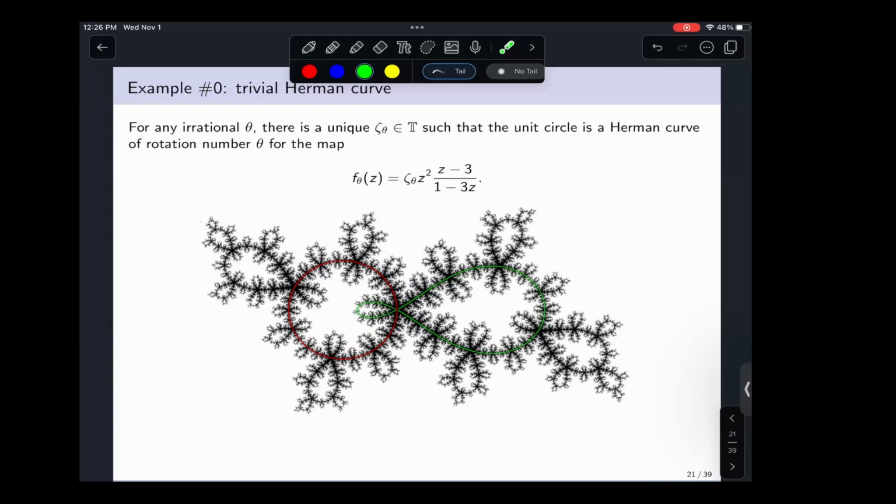But the question that you can ask is, can I find non-trivial Herman curves? In other words, can I find examples of Herman curves that are not just the unit circle? Okay. So the study of invariant curves dates all the way back to Poincaré in the 1920s. But more recently, this was formalized by Herman, who posed this particular question a few years back. And I'm going to give a positive answer using a priori bounds.